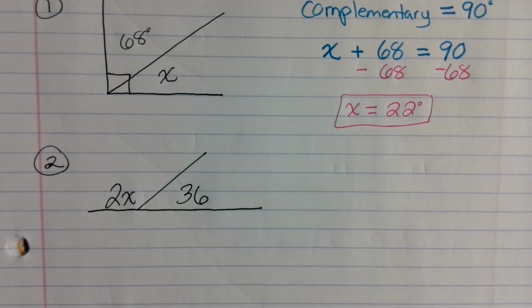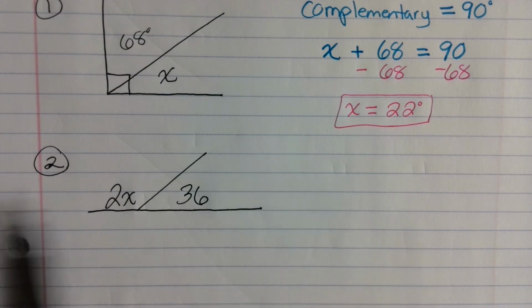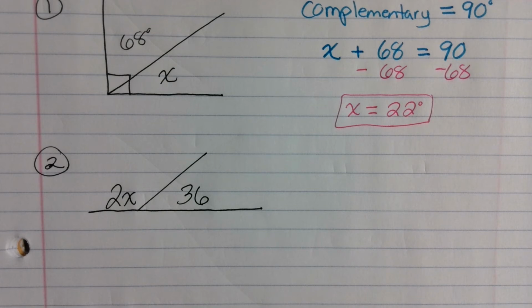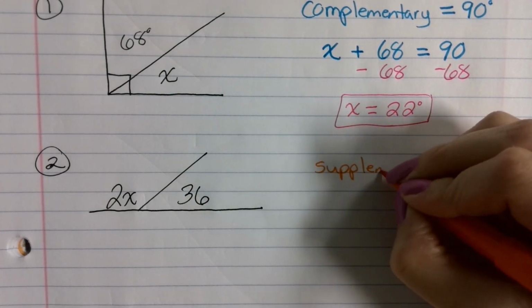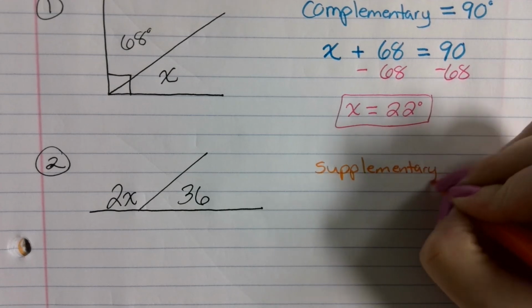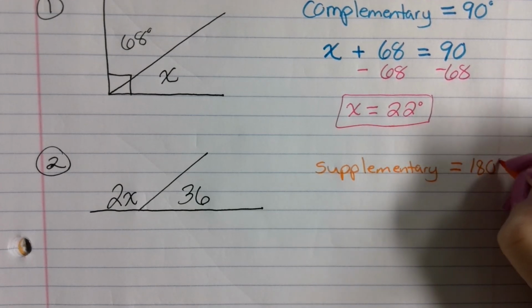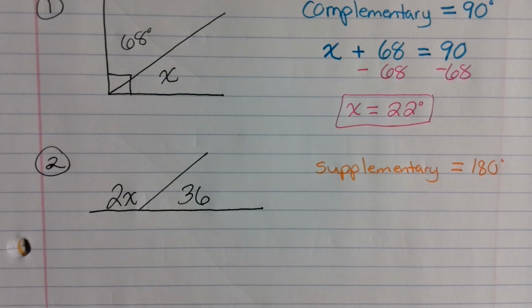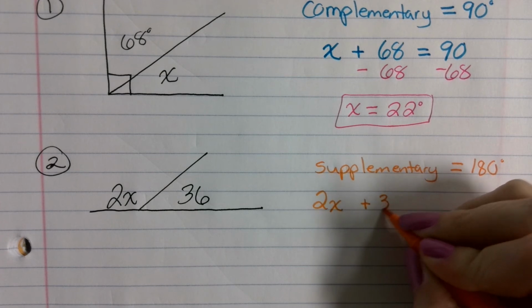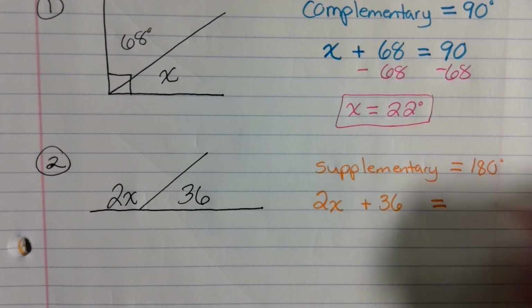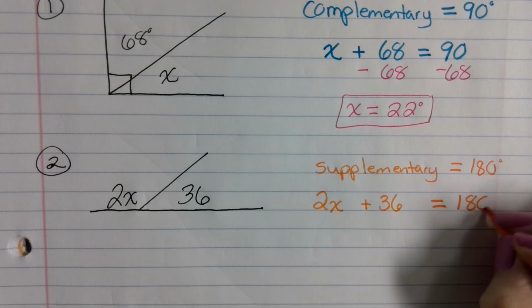All right, if we have 2x for one angle measurement and 36 for the other angle measurement, what kind of relationship is this being created? Supplementary. So automatically, since this is supplementary, I know that I have to set it equal to 180. So the equation, again, you're adding both angles together and setting it equal to 180. The equation is going to be 2x plus 36 is equal to 180 degrees.